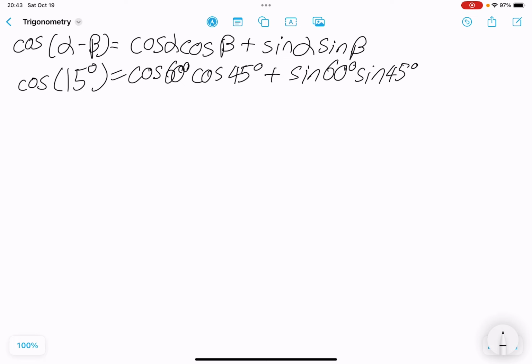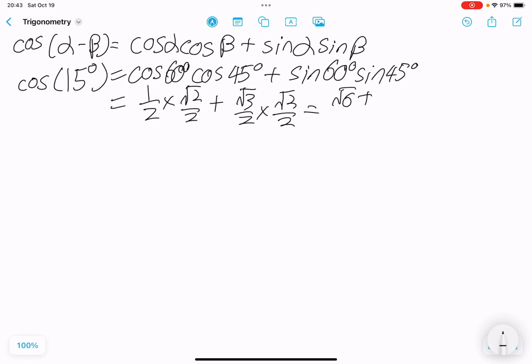And what we do here is that we just evaluate this. So this is 1/2 times root 2 over 2 plus root 3 over 2 times root 2 over 2, which is root 6 plus root 2 over 4.